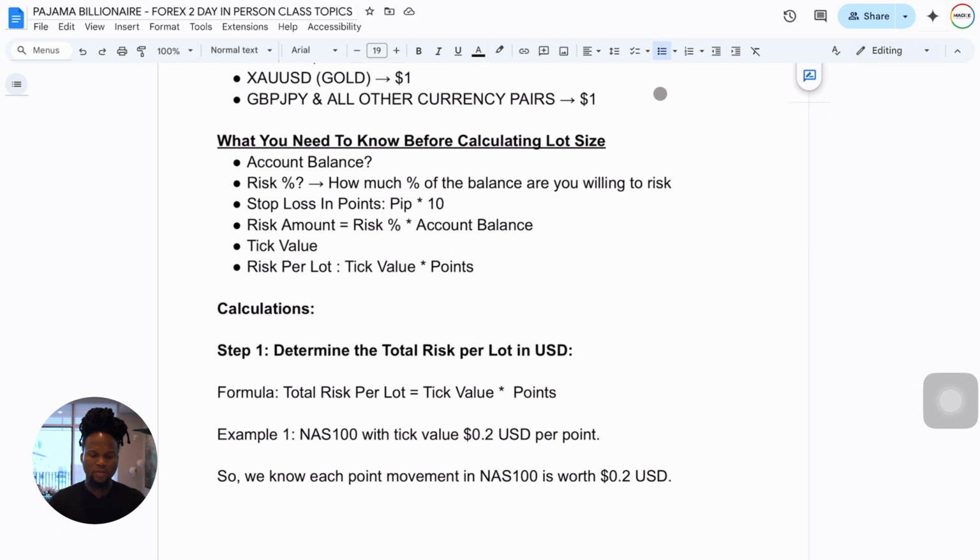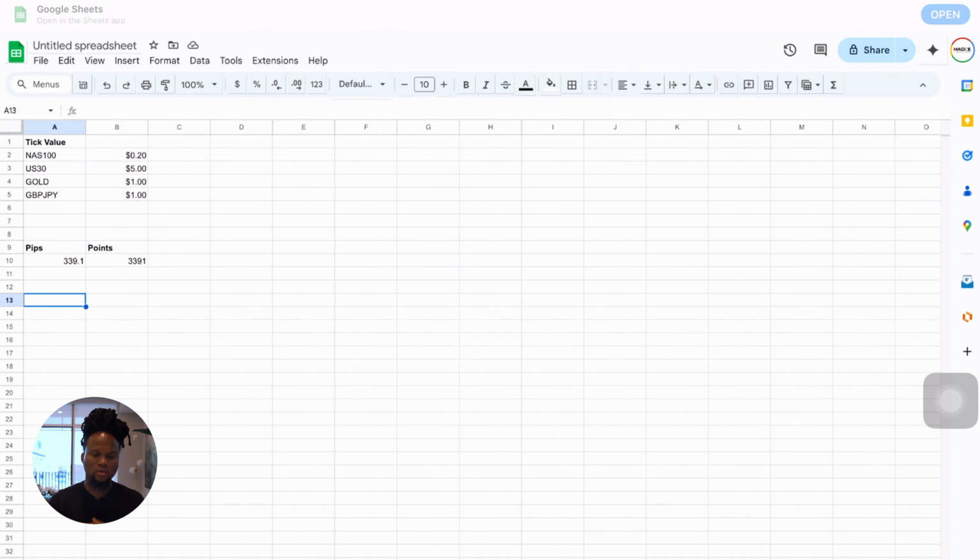You need to know the account size, the risk percentage, the lot size in points, and the risk amount, and you're going to need a tick value and stuff like that. We already have the tick value. We need to know the risk per lot as well, which we're going to calculate by multiplying the tick value times the points. This might be a little confusing for some of you guys, but don't be confused. I'm here to save you, right? So these are all of the relevant information that we needed.